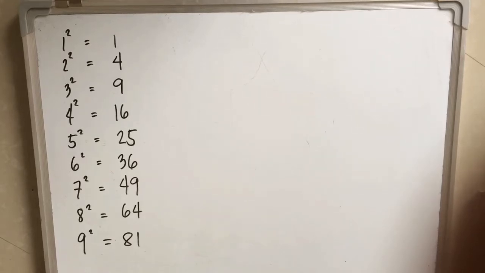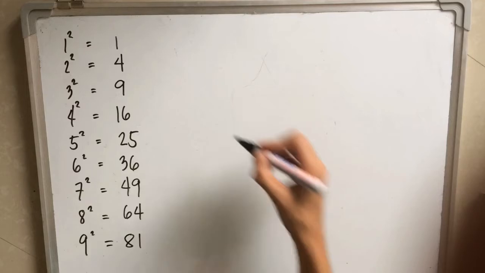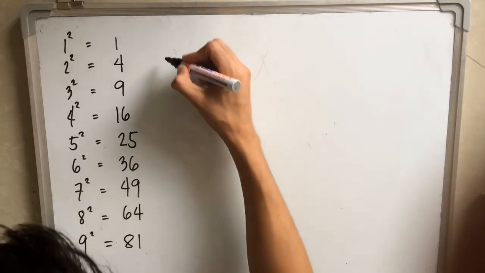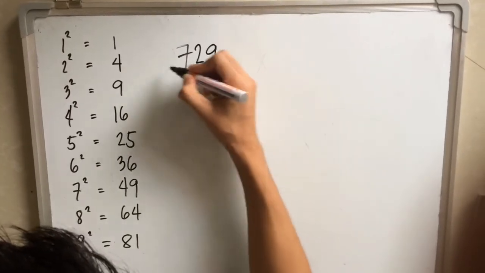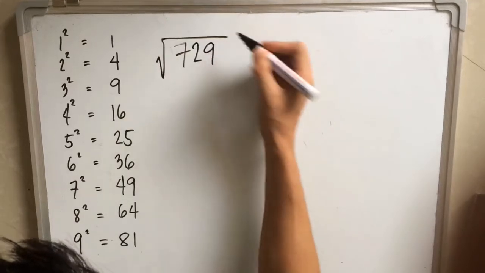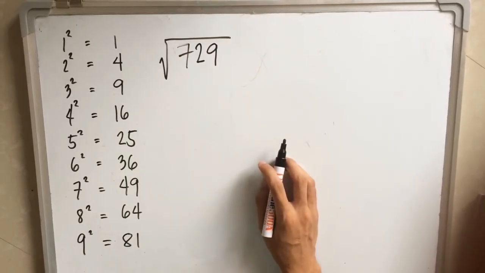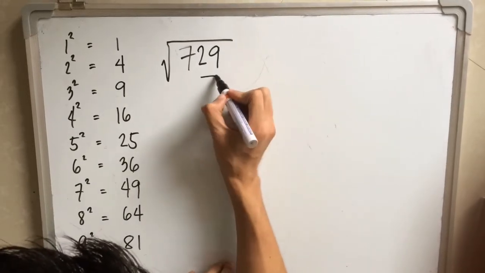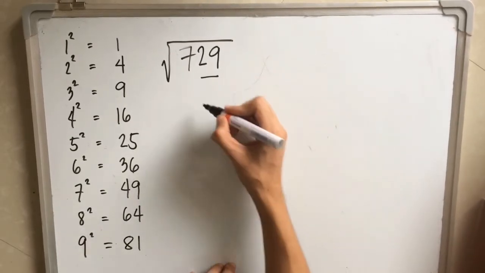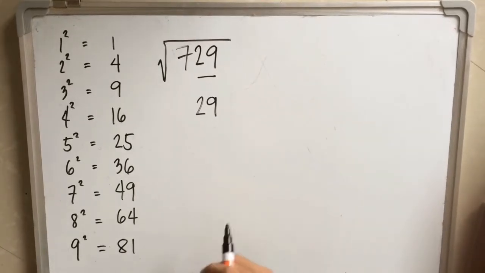way. But of course, I assume that we already know the squares of the numbers from 1 to 9, like 1 squared is 1, 2 squared is 4, 3 squared is 9, so on and so forth. So back to our example, we have the square root of 729. So first, we are going to take a look with 29, the last two digits of the given number.